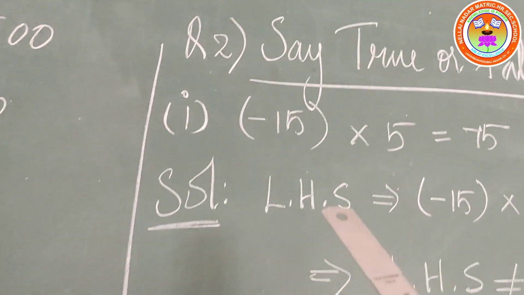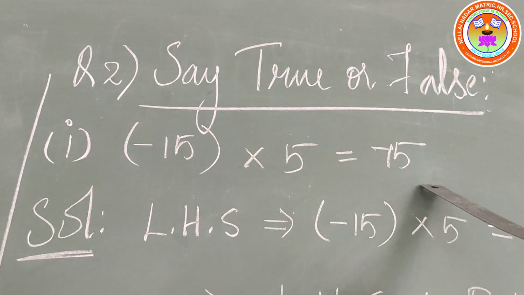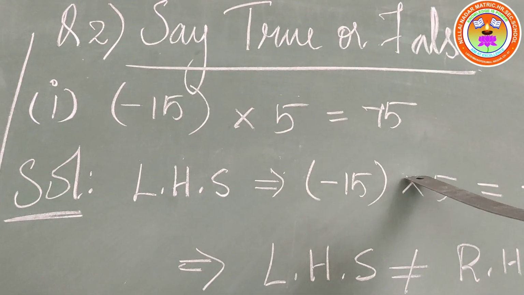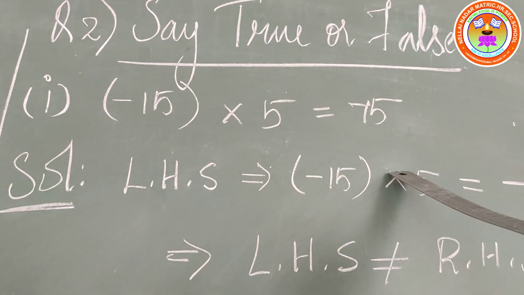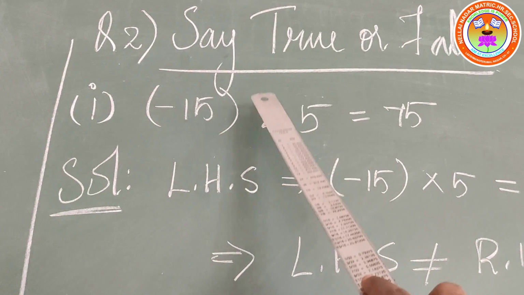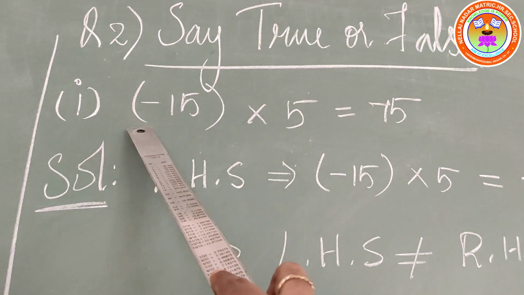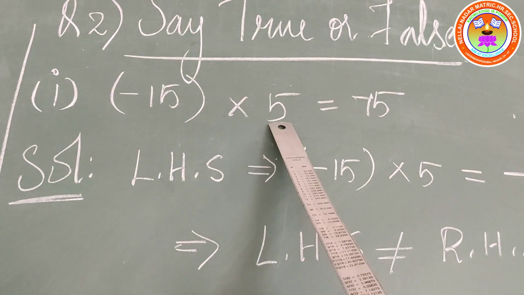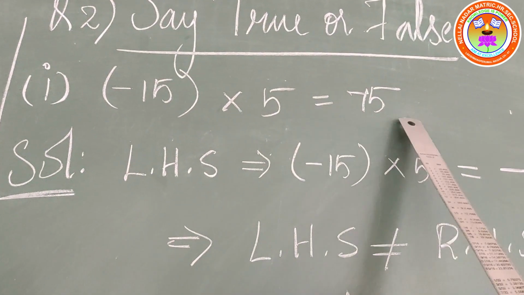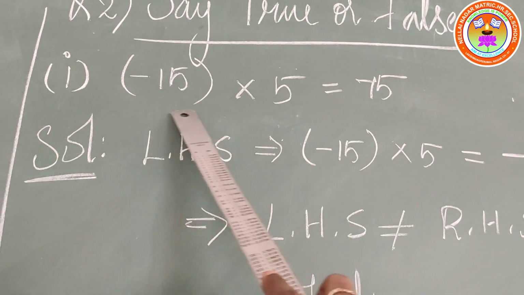Now we'll move on to true or false. So you're going to solve and check whether they are equal. Then we are going to say whether they are true or false. Okay. So first sum, minus 15 into 5 is equal to 75. So I have to prove whether when I multiply this, I am getting this answer or not. Shall we do? So first I am going to take the left hand side part alone.